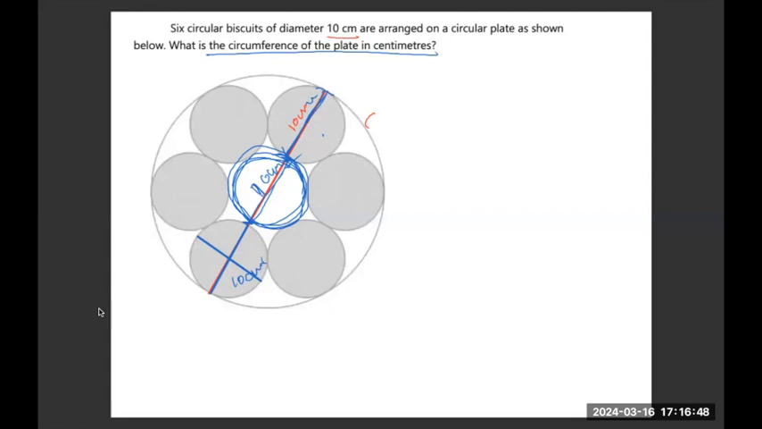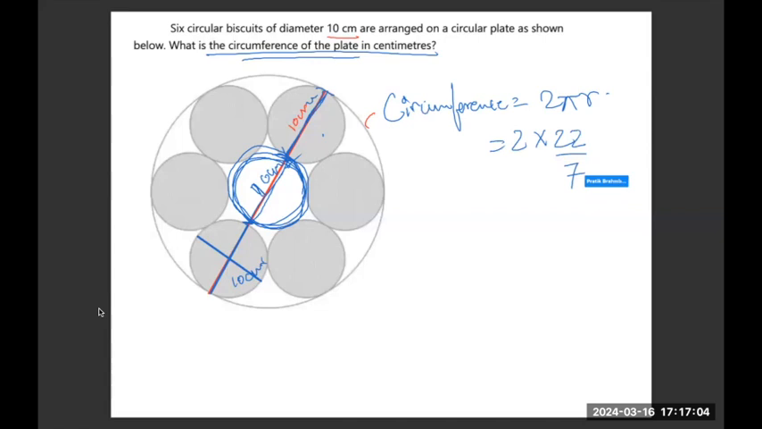The circumference of the plate which is being asked will be equal to 2 pi r. R is the radius of the bigger plate. 2 into 22 by 7 multiplied by the radius, which is 15, is approximately equal to 94.28 centimeters, which is the correct answer.